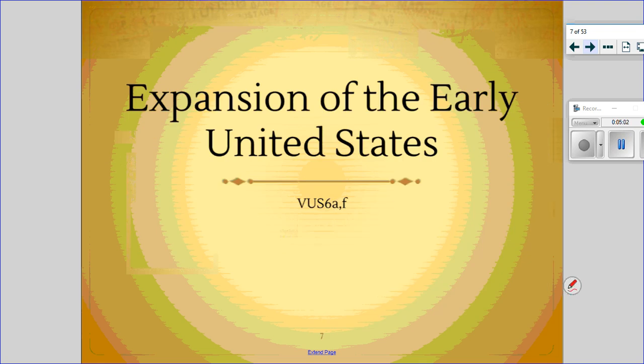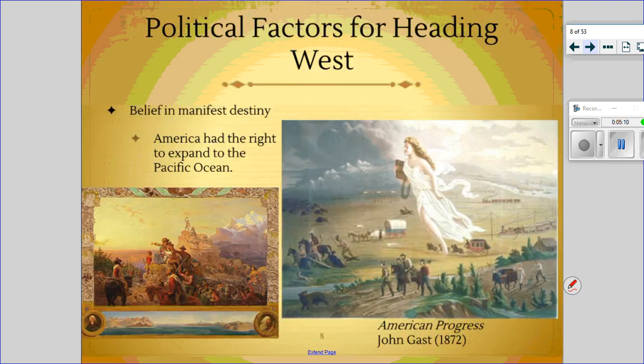So let's look at the expansion of the early United States. After the American Revolution, the United States is going to start to expand its territory. We need to talk about this a little bit. I always like to show students this painting. This is American Progress by John Gast, painted in the late 1800s, and I want to point some things out here. First of all, this spectral, flying lady right here represents American progress.